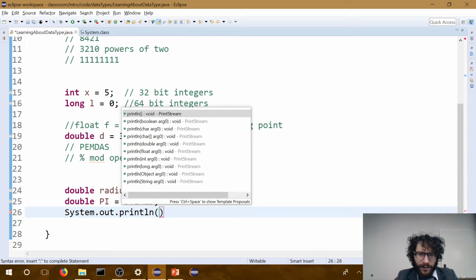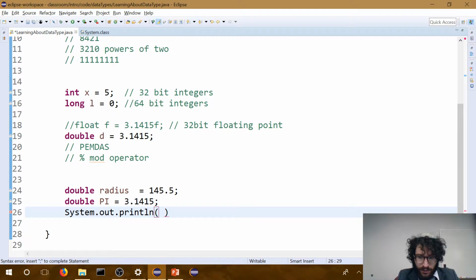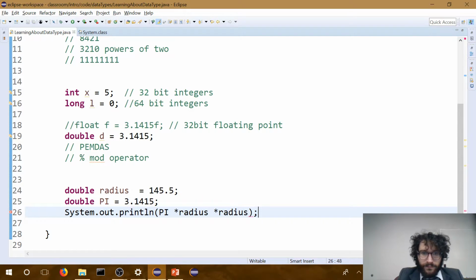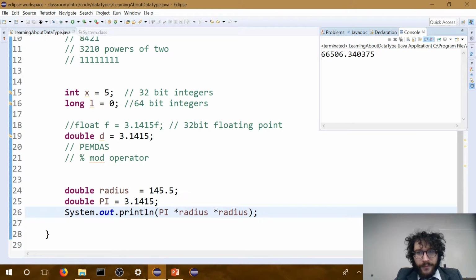So print line, let's go ahead and print out the area of the circle, which is pi r squared, right? So that would be pi times radius times radius. Okay. And that gives us the value of 66,500 and change.